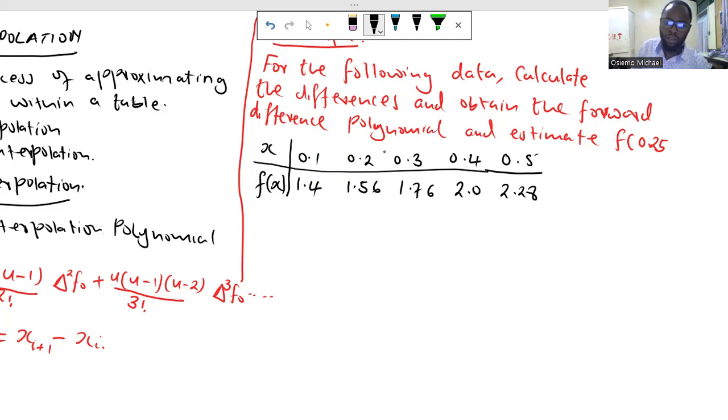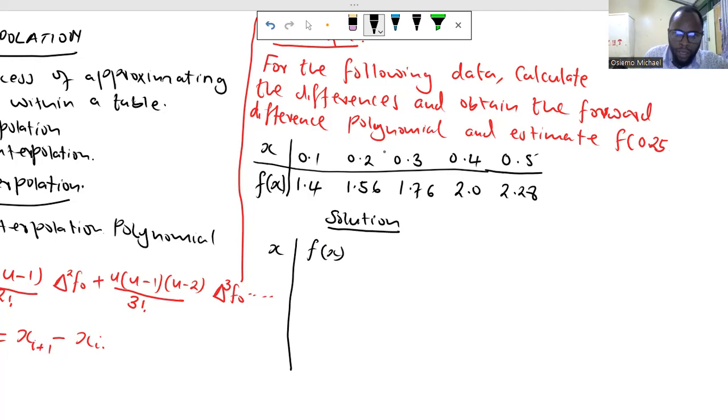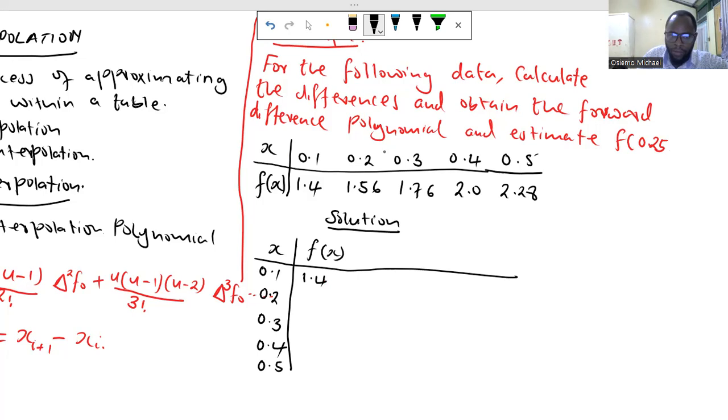Now, when you are doing the solution, you arrange this data in a vertical way, so we have to develop what we call the Newton forward finite difference table. You're going to have a column for x and then f of x. For x, we have 0.1, 0.2, 0.3, 0.4, and 0.5. The corresponding values of f of x are 1.4, 1.56, 1.76, 2.0, and 2.28.